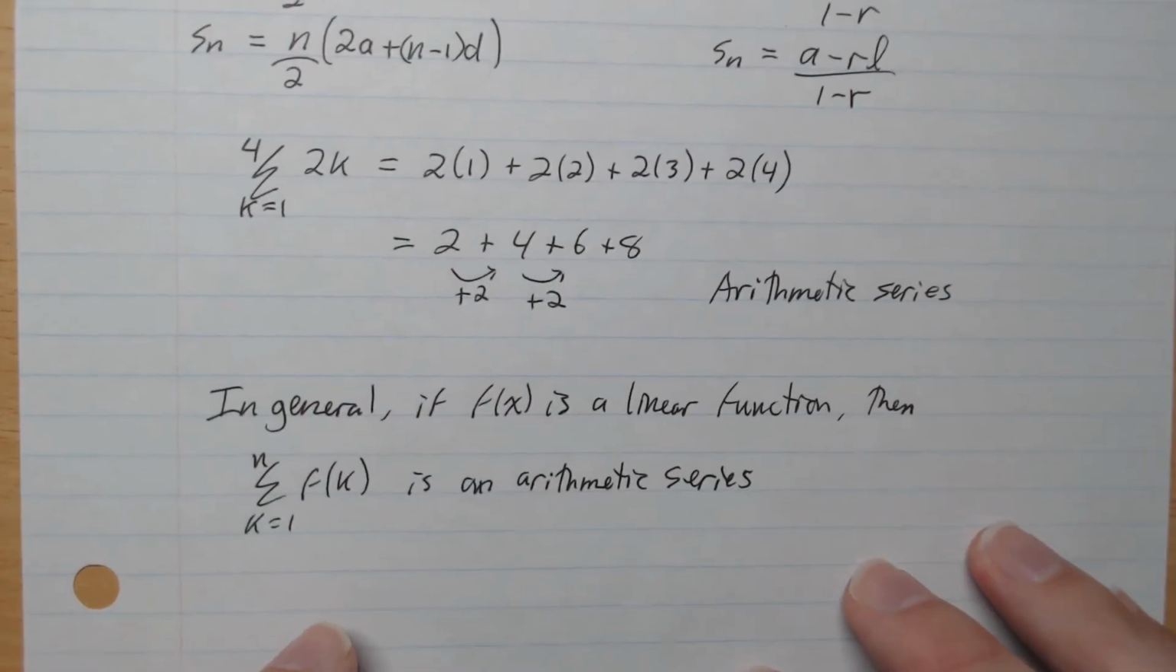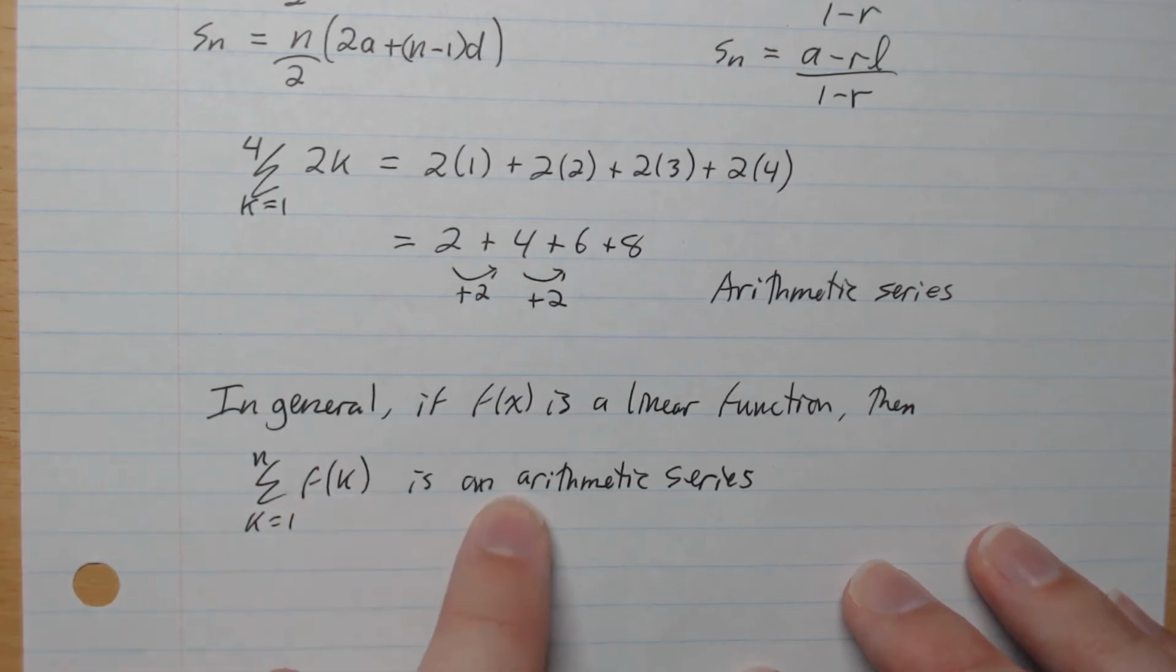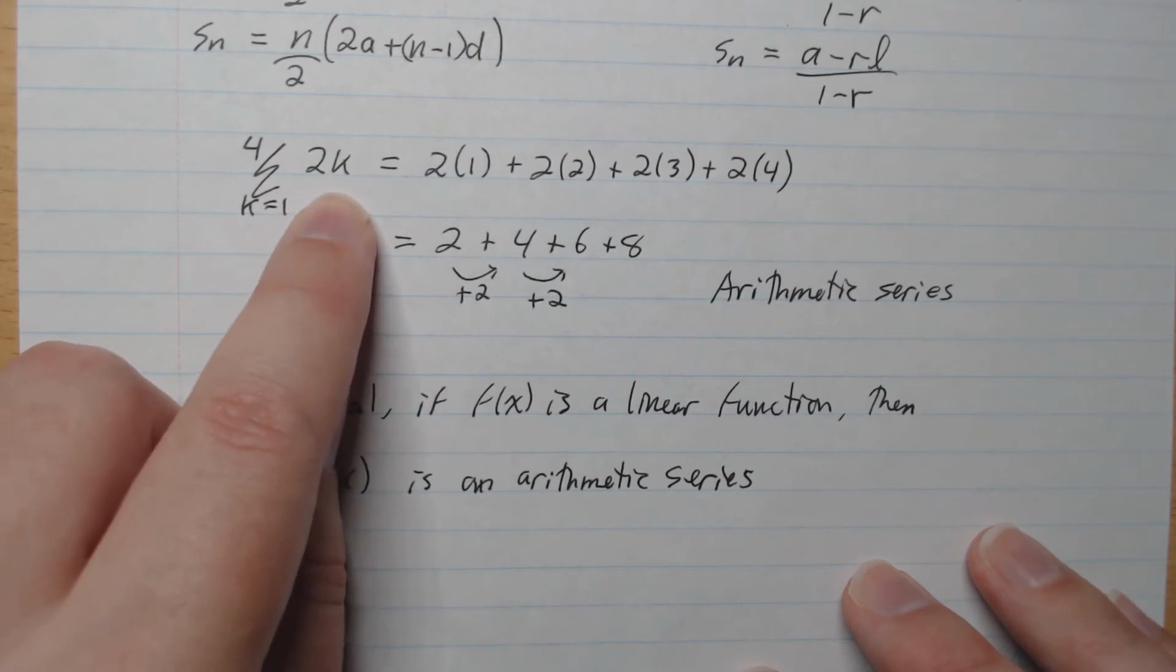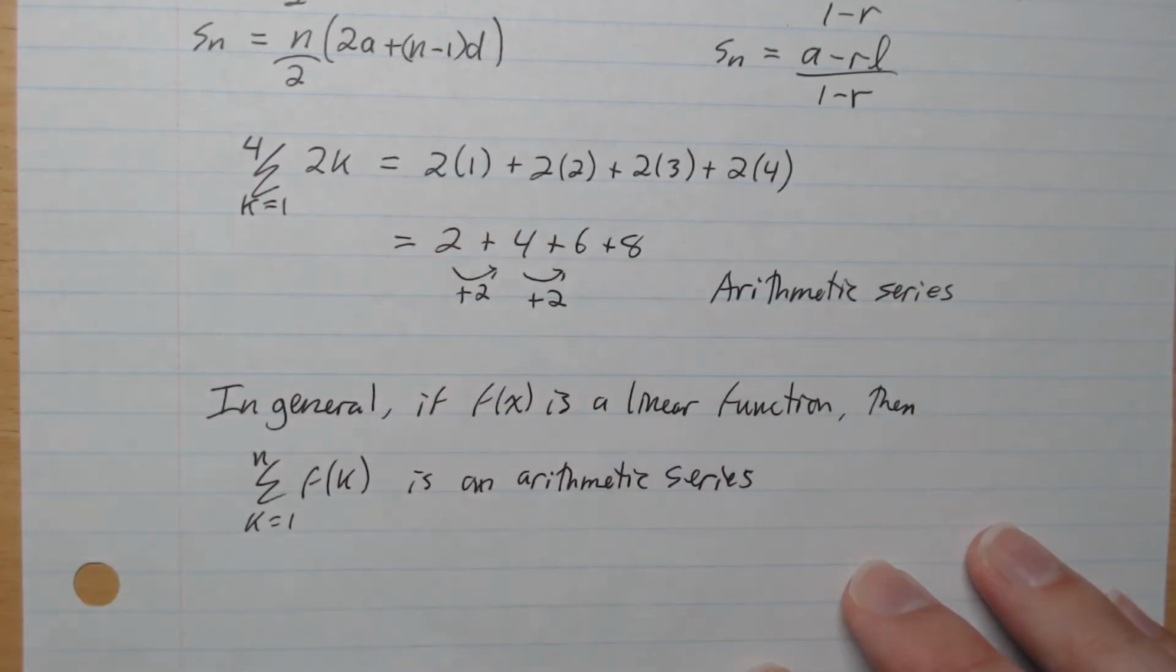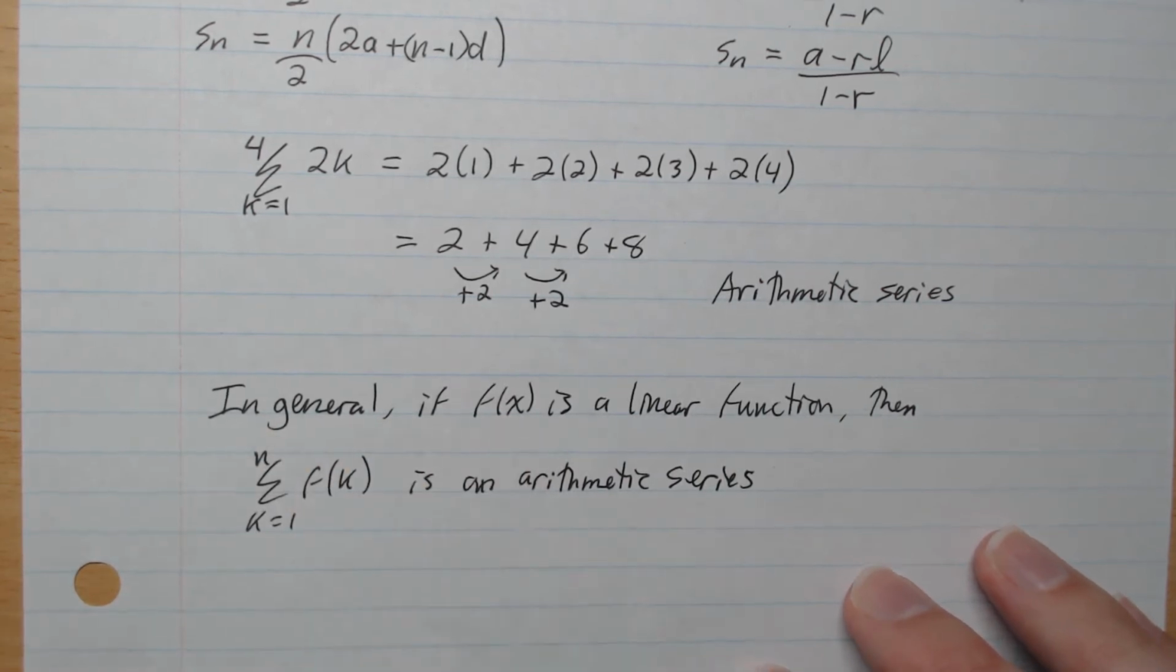And so in general, if f of x is a linear function, then the sum from 1 to n of that function being evaluated in k is an arithmetic series. So this is like a 2k plus 0, right? That's a linear function, and we get an arithmetic series like that. So if we have a linear function, we get an arithmetic series.